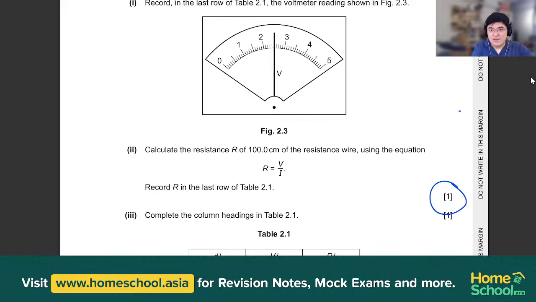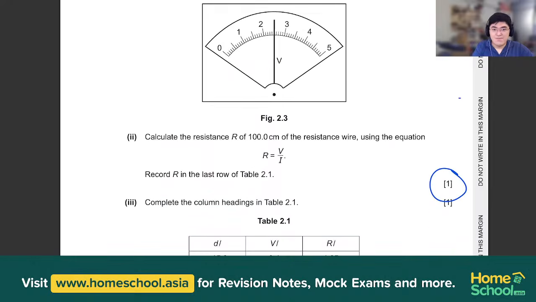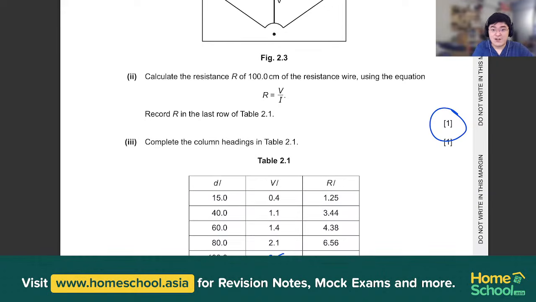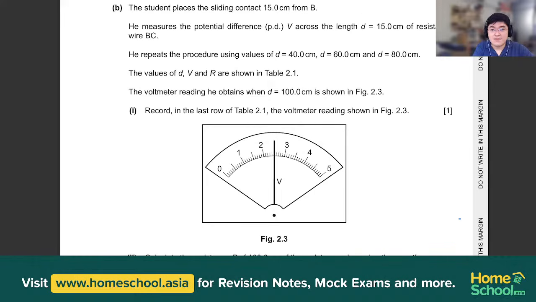Now in part B, part 2, we are to calculate the resistance R of 100 centimeters of the resistance wire using the equation R equals V over I, and we are to record the value of R in the last row over here. So here we have written R is equal to V over I. And over here, let's see.